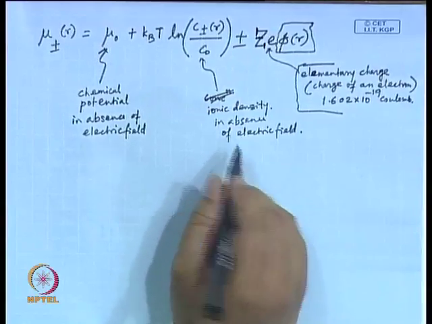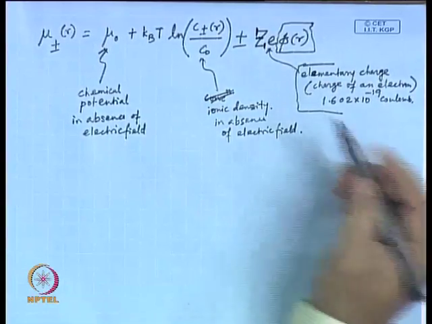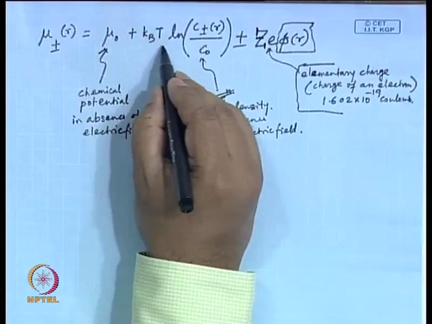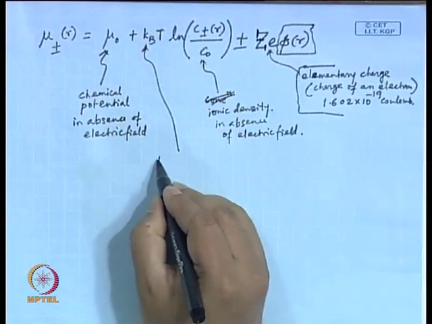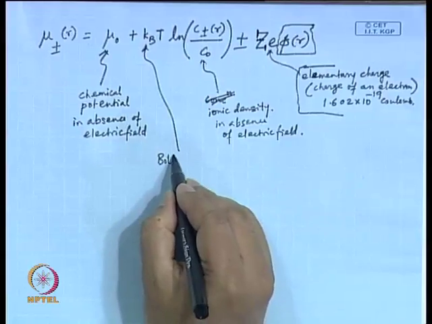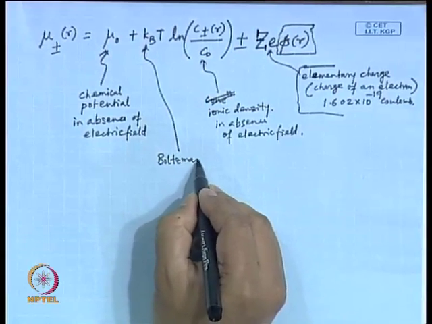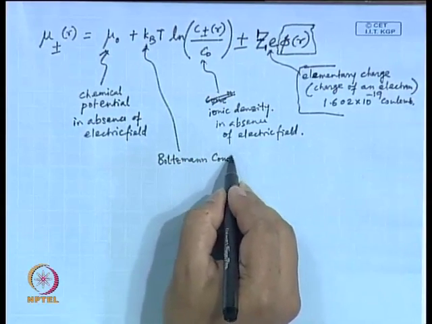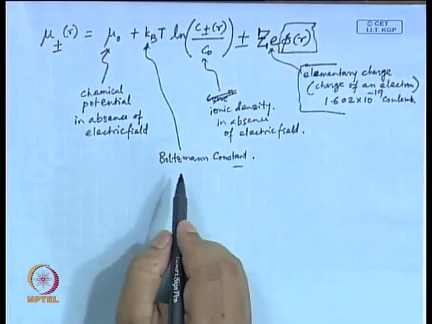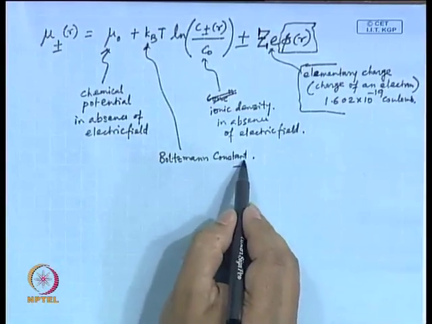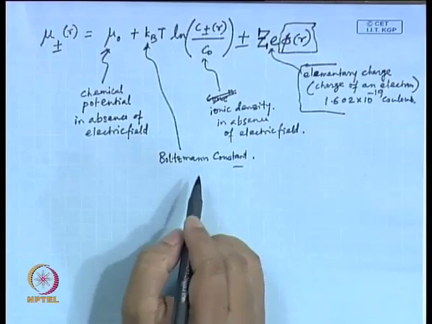Now, what do you have? We have this T, which is absolute temperature, I am not writing it, you know what T is, and Kb is the Boltzmann constant. I have already given you the value of the Boltzmann constant before, so I do not write it here.